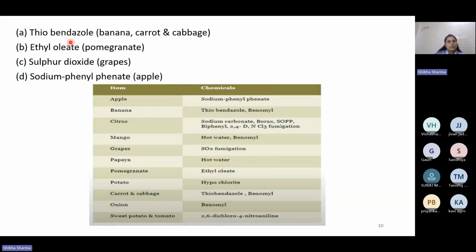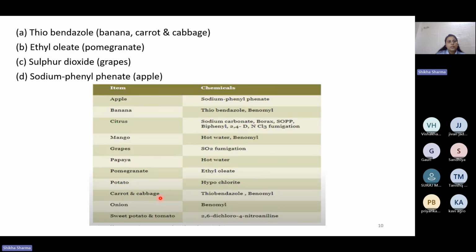Another chemical is thiobendazole. If we see this table, which was already presented by Professor Mishra, he already explained that these are the different fruits or vegetables and the chemicals used for them. So this particular chemical, thiobendazole, can be used for treating banana, and it can also be used in treating carrot and cabbage.